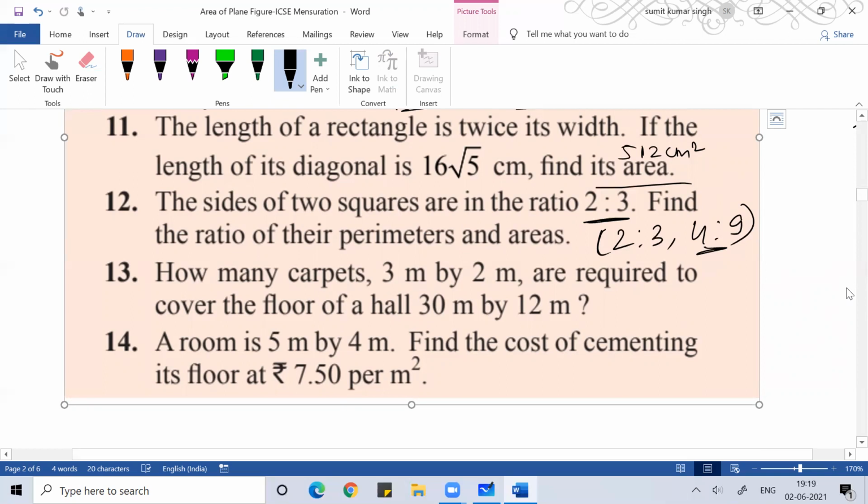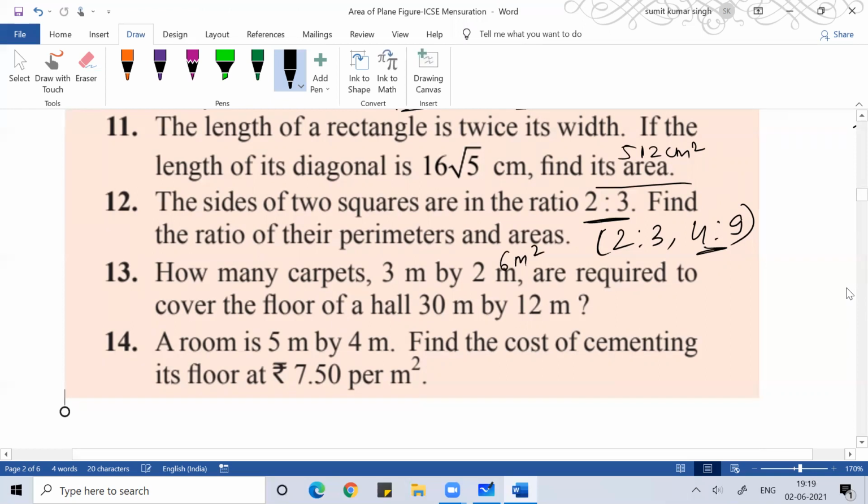Sir, 60. Correct. How you did? Sir, first area of hall, 30 into 12. And then area of carpet, which is 3 into 2, 6. So then number of carpets, 360 by 6. 360 meters square by 6 meters square. You get 60. Yes, sir.